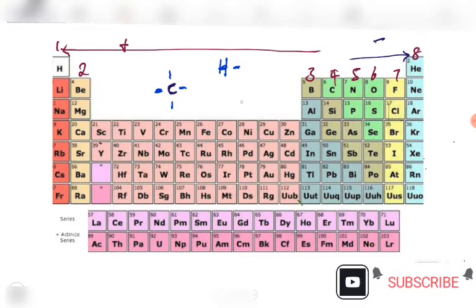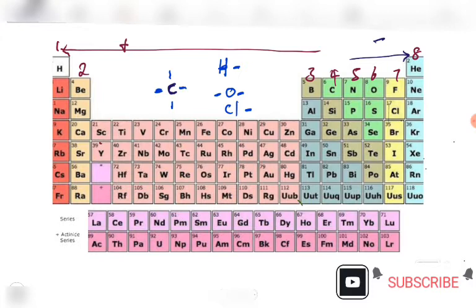Let's take a look at oxygen. Oxygen can receive 2, so it has 2 bonds. Let's take a look at chlorine. Chlorine is on the 7th group, so it needs just 1 to be complete. So we use 1 bond. This is how we're going to bond the elements.